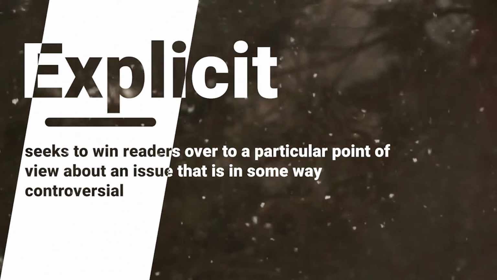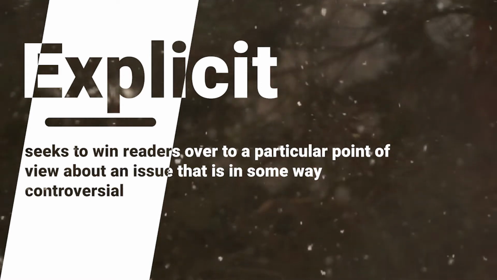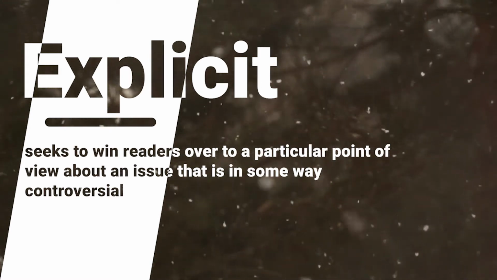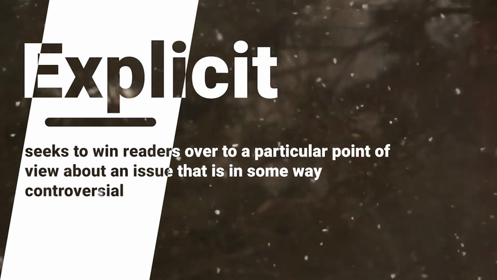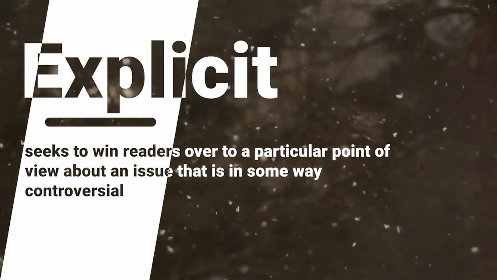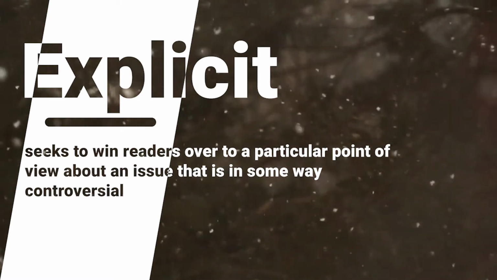And then you have explicit persuasion, and this is just blatantly seeking outright to win readers over to a particular point of view about some specific issue that is in some way controversial, like asking for money from the department. This is a very general notion of how controversial can be. Yes, they may not wish to give you money, and it's controversial in that you're asking to have that money, but it's still explicit that you are coming out and asking for it specifically.